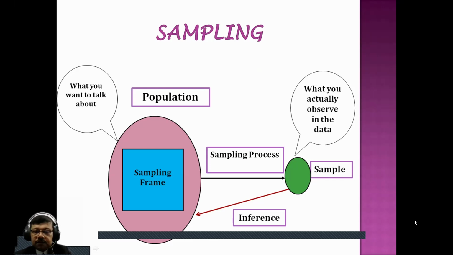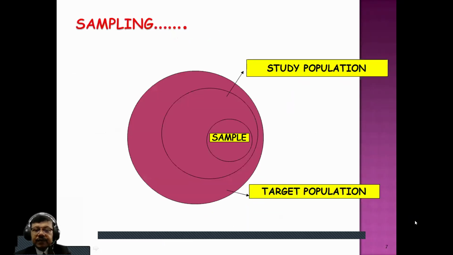So we start from the bigger one, then through the sampling process, we select a smaller one. We study that, collect the data from the smaller one, analyze those, and while analyzing, we come to the conclusion about the bigger one. That is basically sampling.